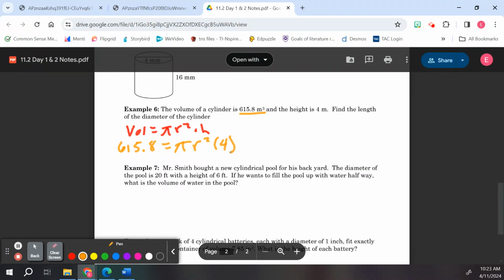So what you're going to do is divide both sides by 4 pi, which leaves you with r squared over here. Okay, so 615.8 divided by 4 times pi, I think it should give you about 49. Can someone check that in your calculator?